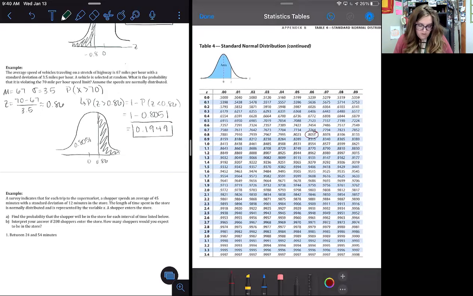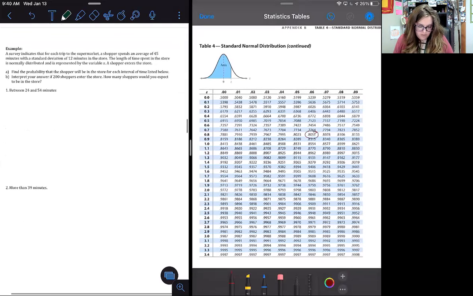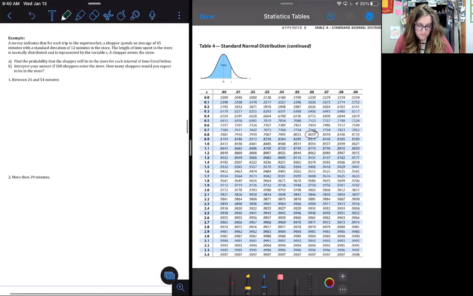Okay. All right, so these last two we're going to save for tomorrow in class, but if you want, go ahead and try them on your own.